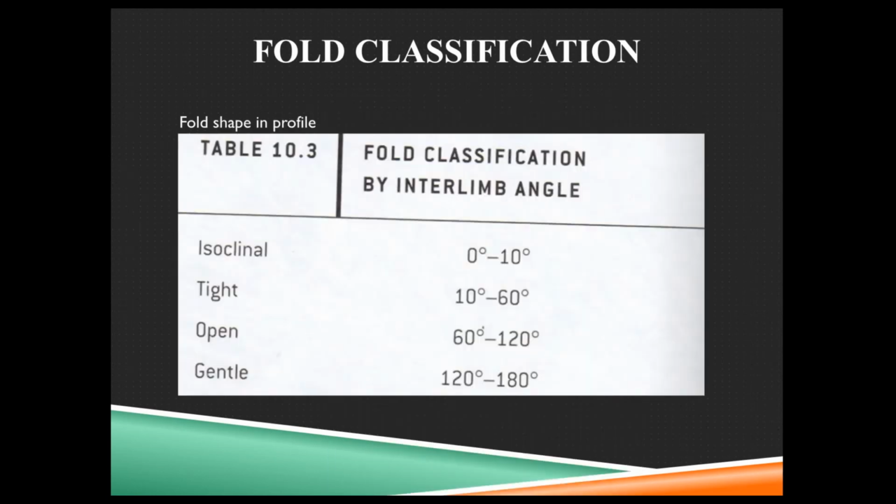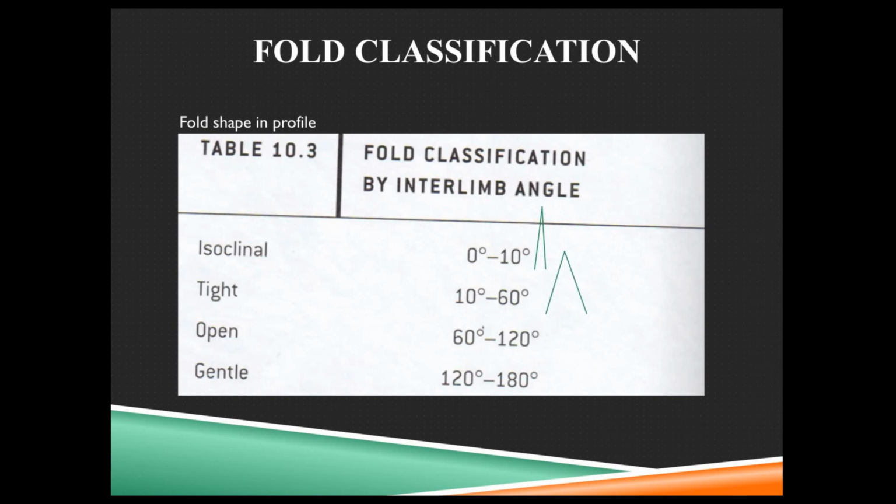Now we've got another plunging table of text here. And we want to talk about how tight, how small or large is that interlimb angle. Isoclinal is very close together. Almost no angle between them. So the limbs are close to parallel almost. So anywhere from 0 to 10 degrees. Very, very narrow, very tight. The limbs are close together.